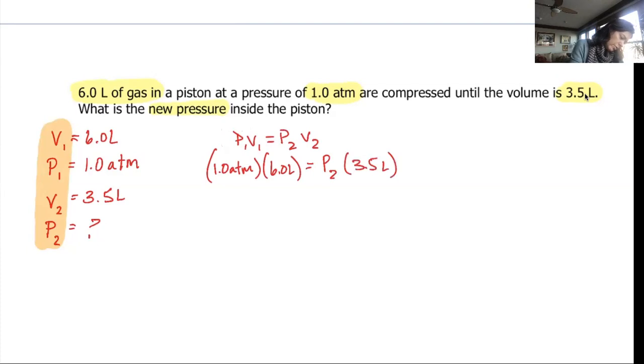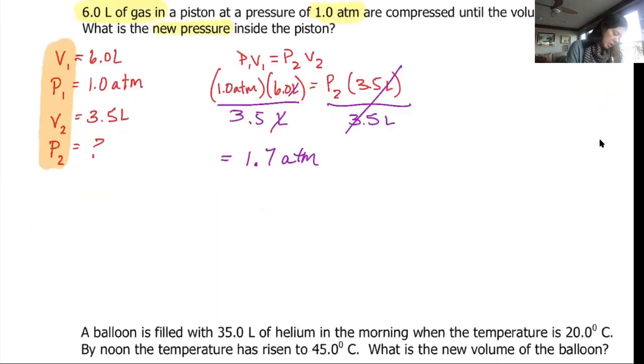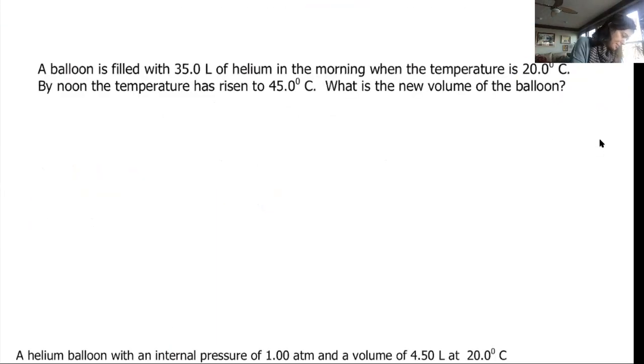A little bit of algebra. Divide both sides by 3.5 liters. And the pressure, right, this cancels. The pressure is equal to 6 divided by 3.5. 1 times 6 divided by 3.5. It's a little bit less than 2. And what we've got is 1.7 atm. Super simple. A lot easier than stoichiometry and all that stuff. All right, let's go look at another example.